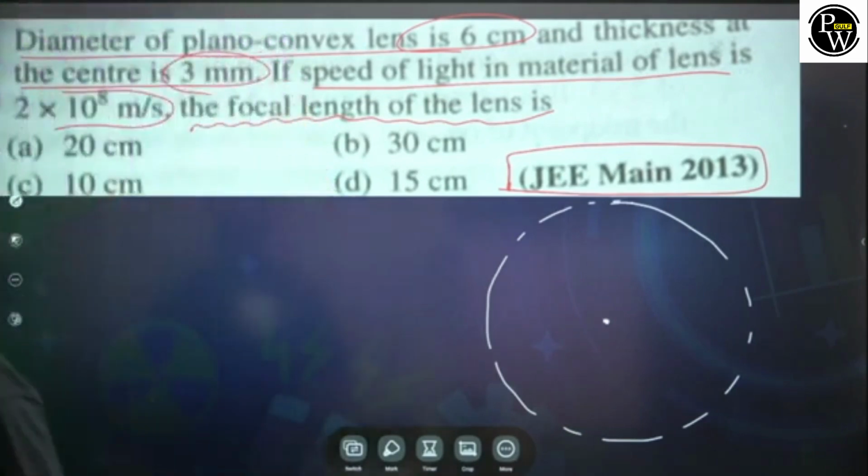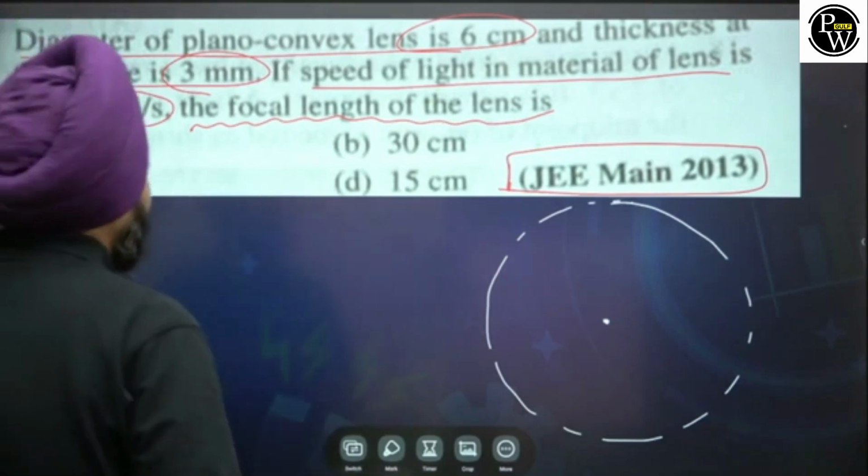Should I give you all a 1 minute to solve this question? Yes or no? Okay. I think first of all, let's explain to you all.